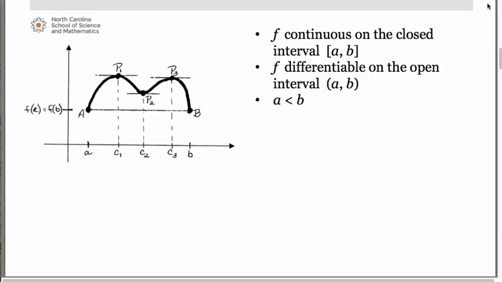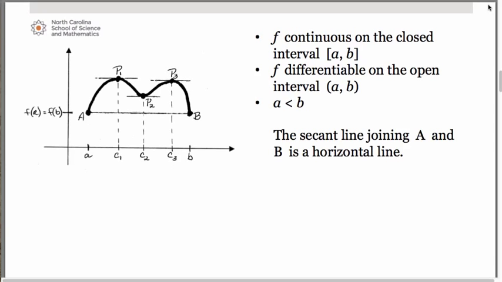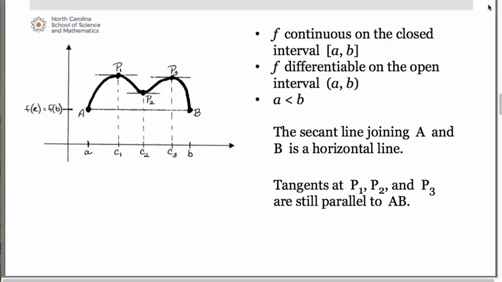Let f be continuous on the closed interval from a to b and differentiable on the open interval from a to b, where a is less than b. And hopefully those conditions sound familiar to you from the mean value theorem. The difference here, though, compared to the mean value theorem, is that the secant line we have joining points A and B is now a horizontal line. You will notice once again that we have little tangent lines drawn at the points P sub 1, P sub 2, and P sub 3, and they are still parallel to each other as well as to the secant line that joins points A and B.